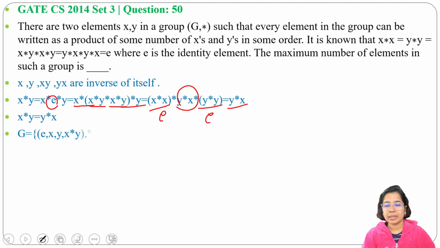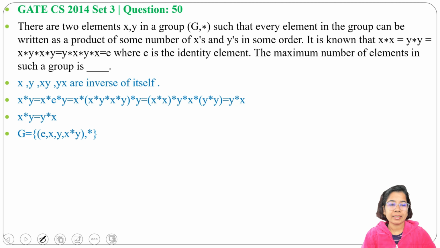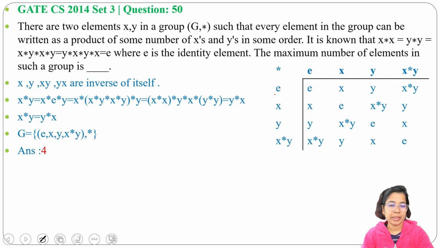So the group contains the identity element, x, y and xy, and it is asking the maximum number of elements in the group. It's 4. So the maximum number of elements are e, x, y, xy. We can create the composition table of this. In the composition table, e * e = e, x * x = e, y * y = e, xy * xy = e.